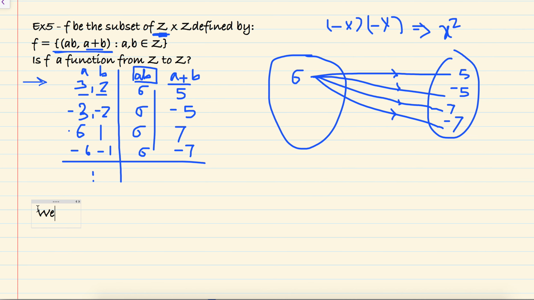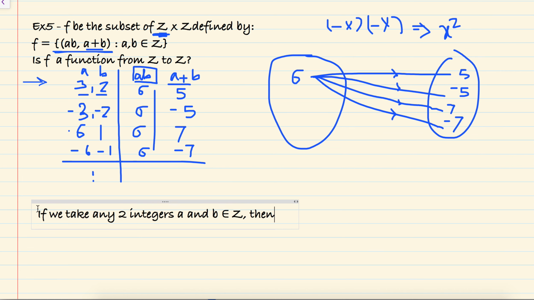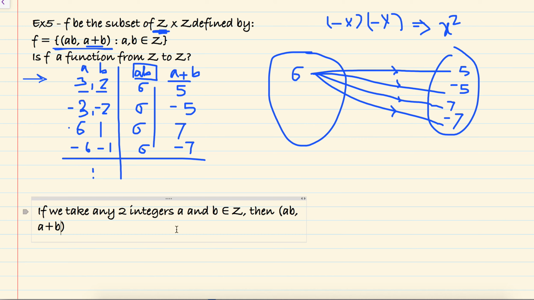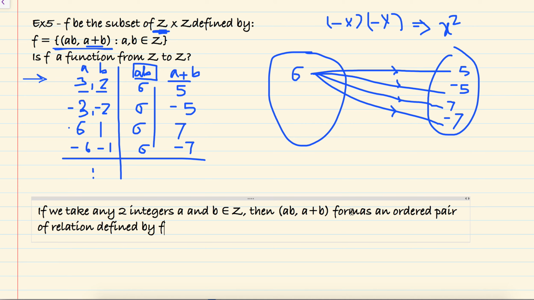So first we can write some general statement like, if we take any two integers A and B, so A and B will belong to Z, then AB, A plus B forms an ordered pair of relation defined by F.